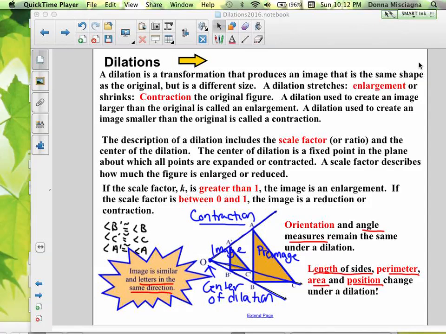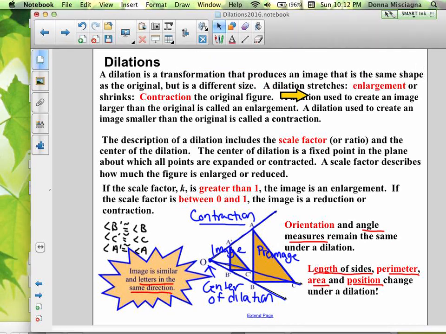Welcome. So a dilation is a transformation that produces an image that is the same shape as the original, but is a different size. A dilation stretches or shrinks. If it stretches, it's called an enlargement. Right? And by the way, there's a lot of fill-ins in the beginning of your notes, so just make sure you're filling in along. If it shrinks, it's called a contraction.